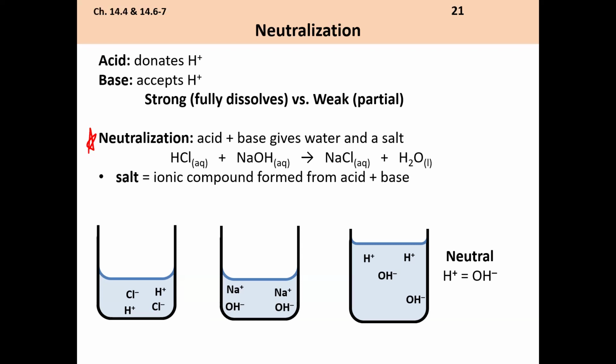So if instead of HCl, let's say this was HBr, well, then the salt that would form wouldn't be sodium chloride, it'd be sodium bromide. Both of those we would call a salt. But in everyday life, when we talk about table salt, we talk about NaCl.